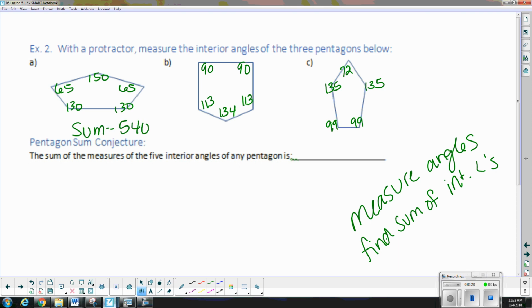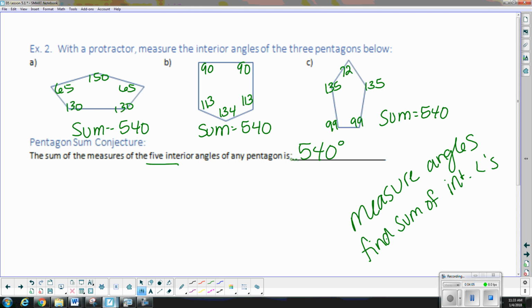the first one should have added up to 540. For the second one, same thing, 540. And for the third one, again, 540. These pentagons happen to be symmetrical pentagons, but it doesn't have to be that way. They could be non-symmetric pentagons as well, and you would still get 540 degrees. So the measure of the 5 interior angles of any pentagon is going to be 540 degrees.